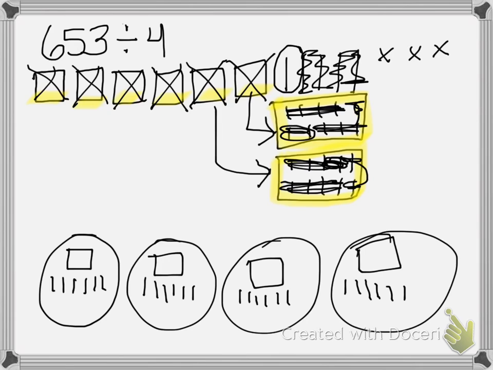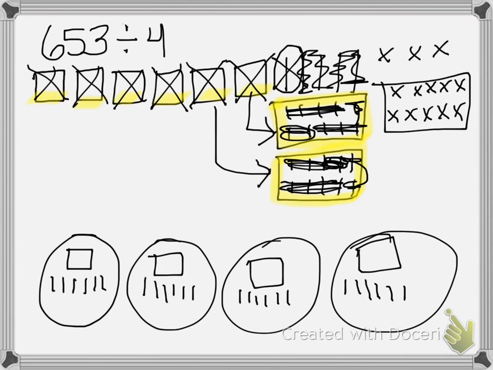I can't put it in my groups because then they'd be uneven. They can't be uneven. I have to deal equally. But I can trade that in for ones. So I'm going to take away that 10 and trade it in for ones. I'm going to draw that tens frame. 1, 2, 3, 4, 5, 1, 2, 3, 4, 5. So I have 10. So now I have 13 altogether.